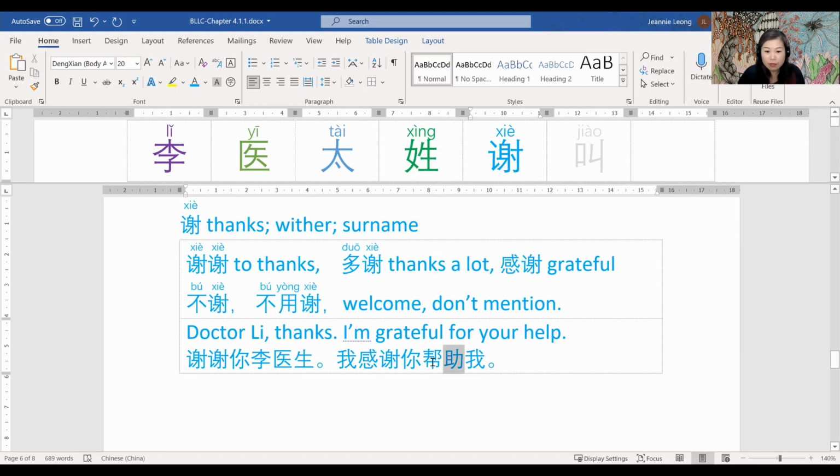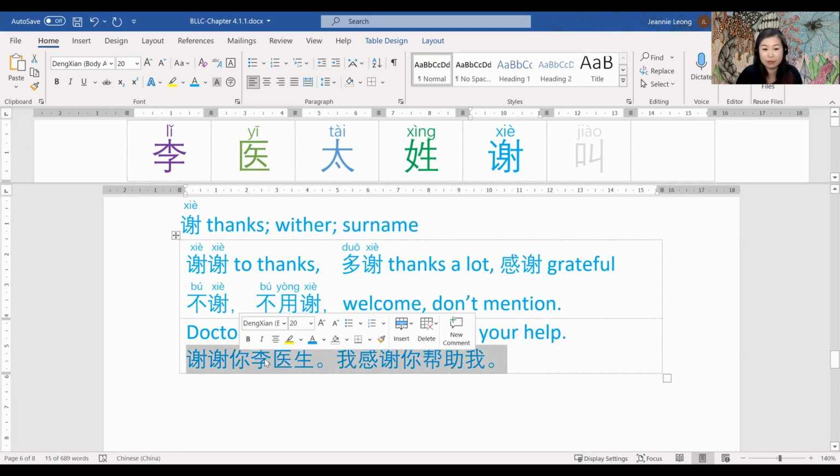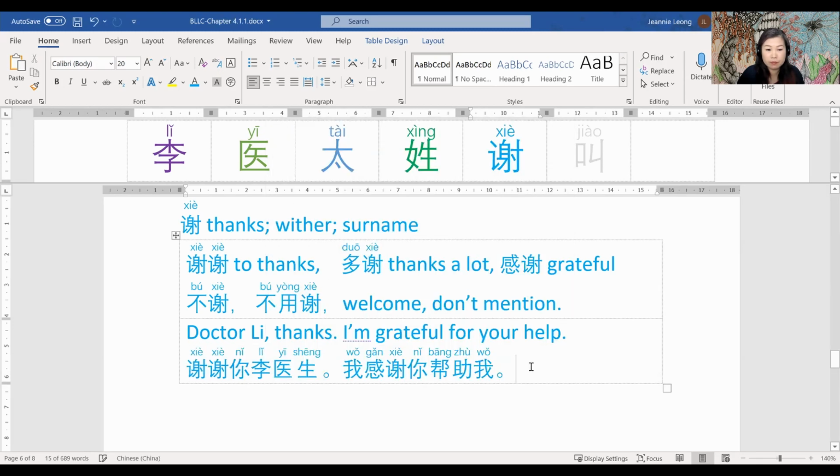I don't really know if these characters are correct. If any of you guys tuned in, let me know if this is correct. I'm just going by the sound. 帮助. Let's have a look at the pinyin. 谢谢你，李医生，我感谢你帮助我。I'm grateful that you helped me. So as I said, I don't really know if I've spelled this correctly. I'm just going with the sounds. This could be completely wrong. I may be swearing at him, I don't know. But I'm grateful for his help. That's what I want to say.